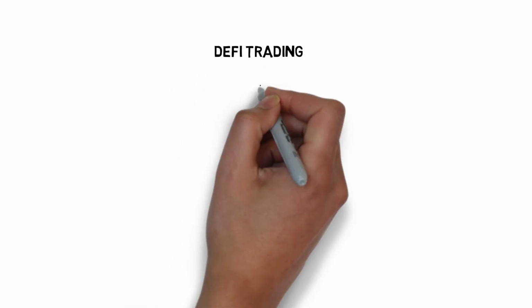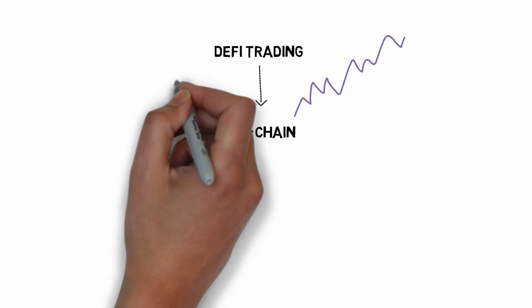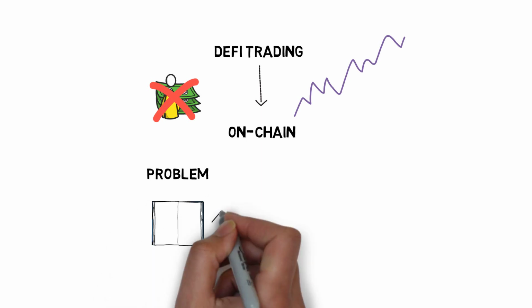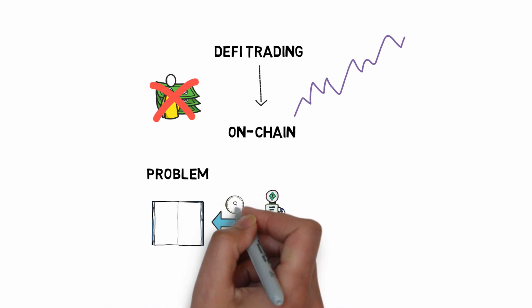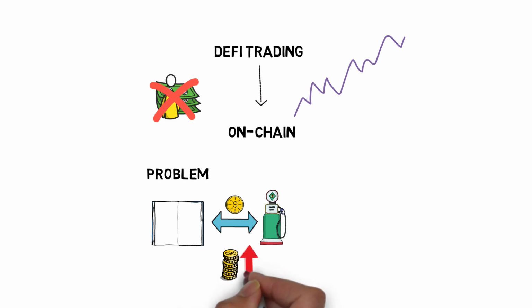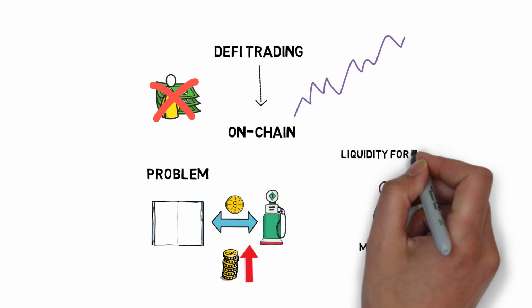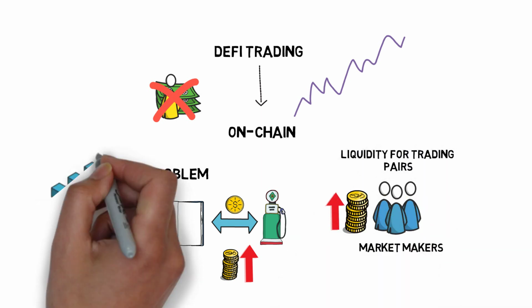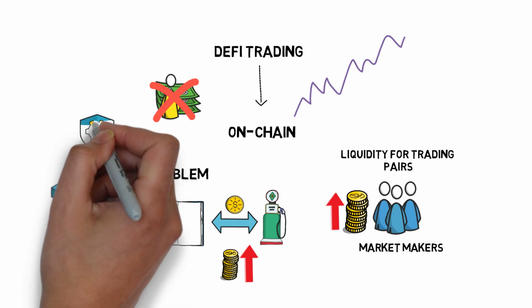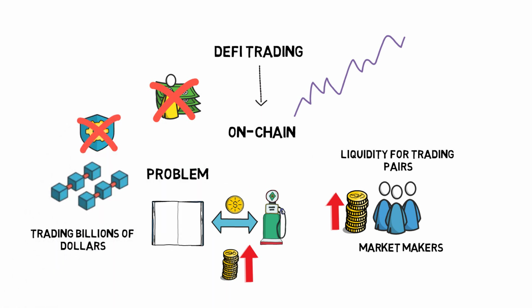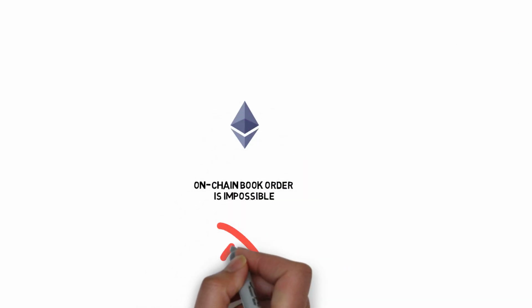DeFi trading, however, involves executing trades on-chain, without a centralized party holding the funds. This presents a problem when it comes to order books. Each interaction with the order book requires gas fees, which makes it much more expensive to execute trades. It also makes the job of market makers, traders who provide liquidity for trading pairs, extremely costly. Above all, however, most blockchains can't handle the required throughput for trading billions of dollars every day. This means that on a blockchain like Ethereum, an on-chain order book exchange is practically impossible.